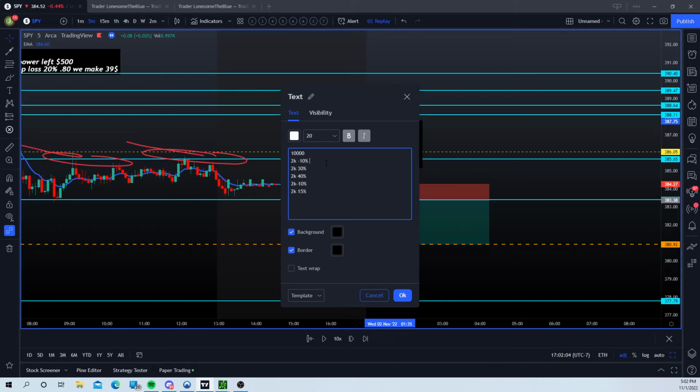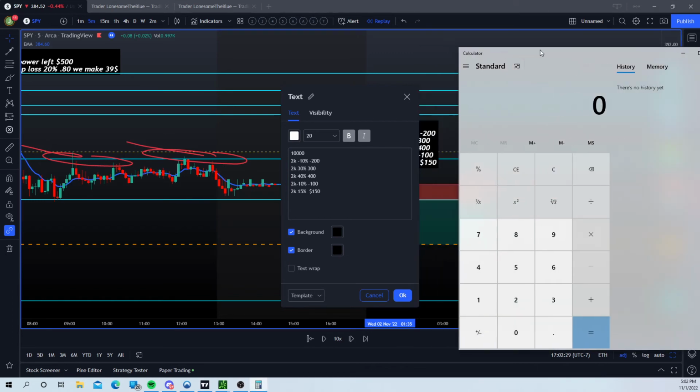So 2K, 10%, that's $200. So I will lose $200 here. See how it adds up to my account sizing? I will make $300 here. I will make $400 here. I will lose $100 here. And I will make $150 there. And you add it all up.